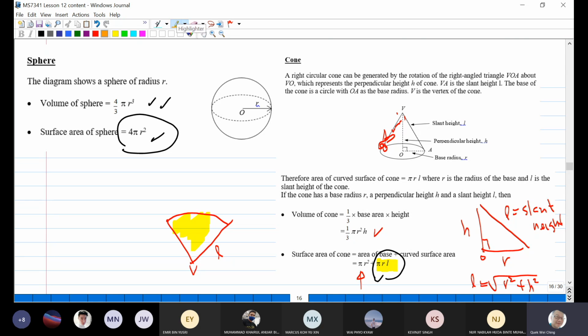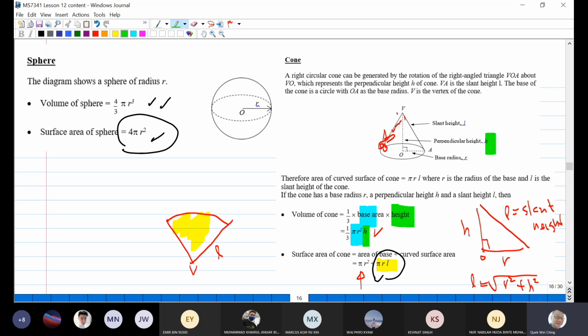So for the cone, base area, which is a circle, is pi r squared. Base area times height. The height for the cone is actually the perpendicular height here. Then multiply by 1/3, right? So this is the height here.